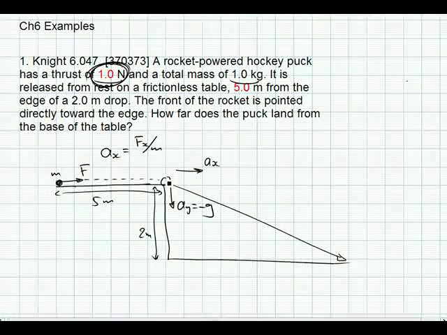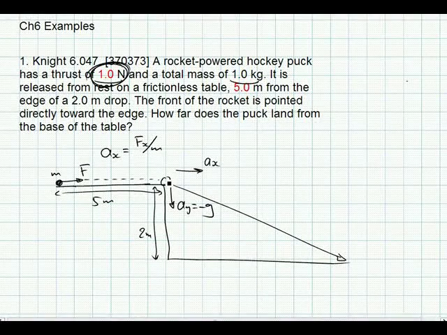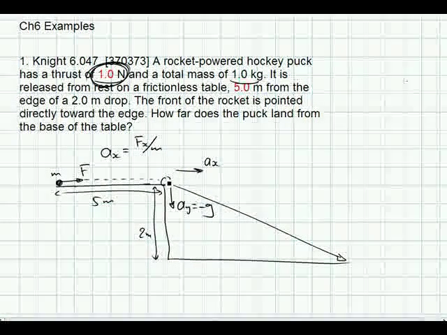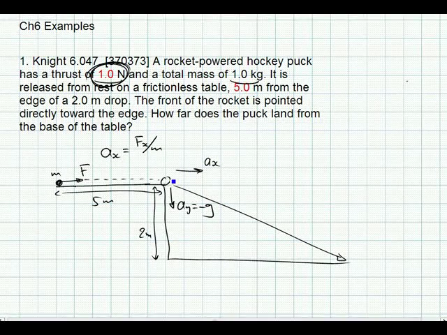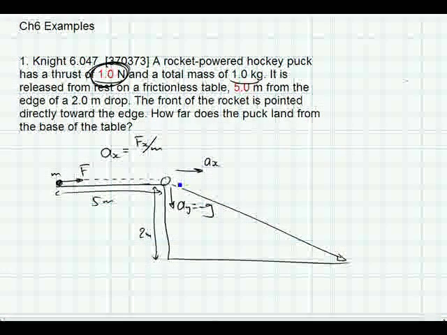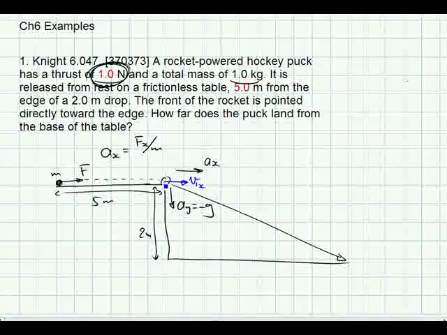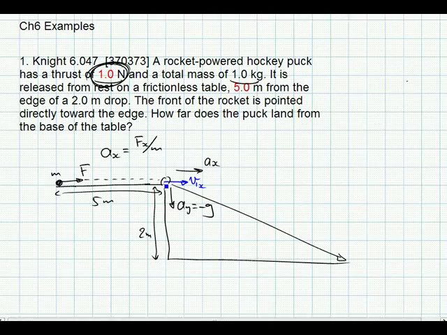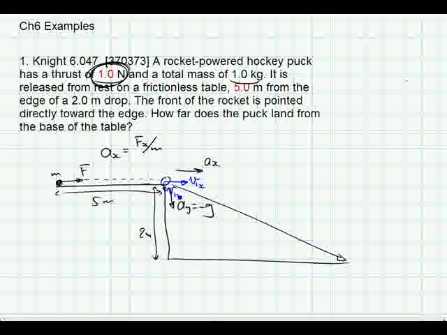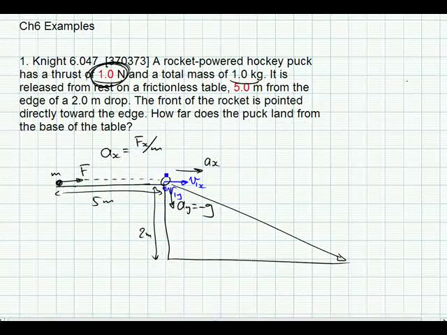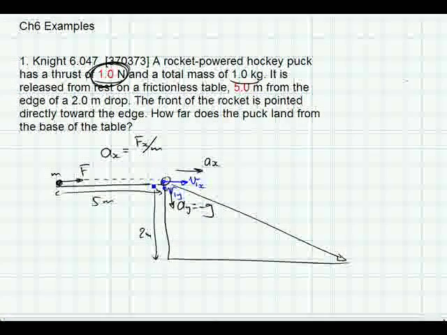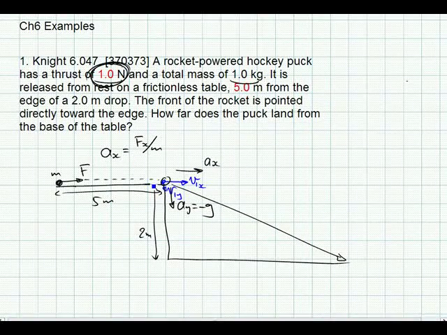It in fact continues propelling the puck forward along the x direction. So what you need to do in such problems is figure out the velocity of the puck right here. So let's call this velocity v1x and velocity v1y, whatever that may be. This is the so-called launch velocity of our object at the edge of the table.